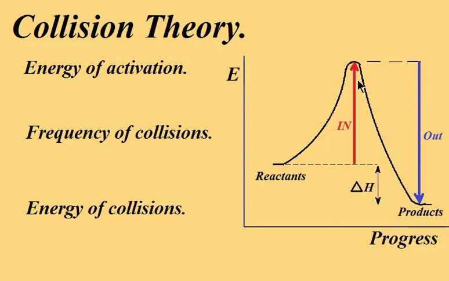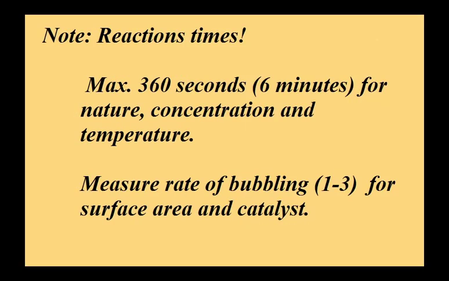Remember, that's all the energy going in bond breaking, and all the energy that comes out in the making of new chemical bonds. Remember also, for each of the reactions you're going to carry out, a maximum timing of 6 minutes or 360 seconds per reaction. If the reaction takes longer than this time, just put it down in your notes as 360 seconds plus and move on to the next reaction.